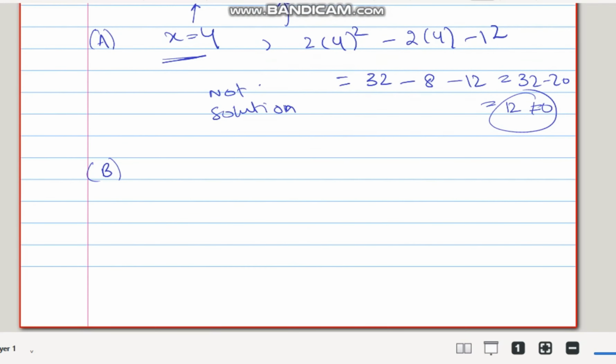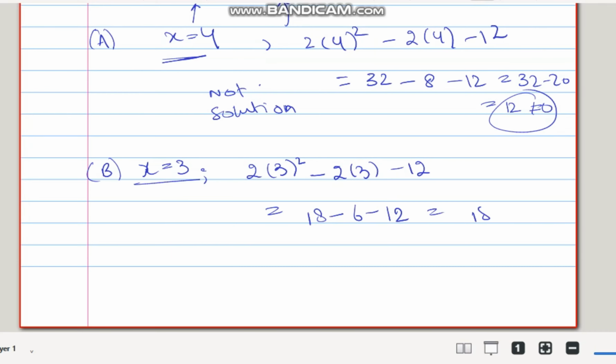Now the second, option B. Option B is 3, x is equal to 3. Just put x equal to 3 in this equation and we will check how it behaves. 2 into 3 squared minus 2 into 3 minus 12. Check if this gives 0 or not. I think it will give us 0. Yes, exactly, it is a very good option, and it gives us 0. So this is the solution.